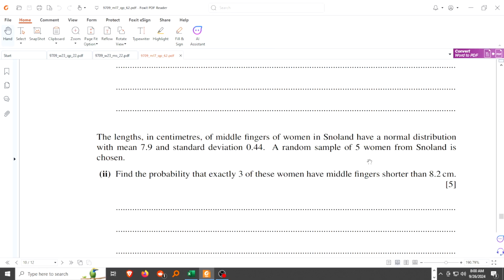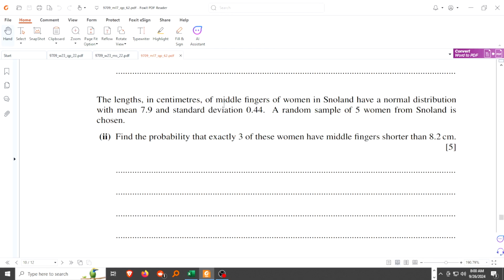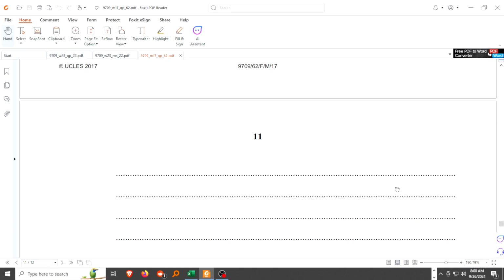Part B, roman 2: The lengths in centimeters of middle fingers of women in Snowland have a normal distribution with mean 7.9 and standard deviation 0.44. A random sample of 5 women from Snowland is chosen. Find the probability that exactly 3 of these women have middle fingers shorter than 8.2 centimeters. 5 marks.